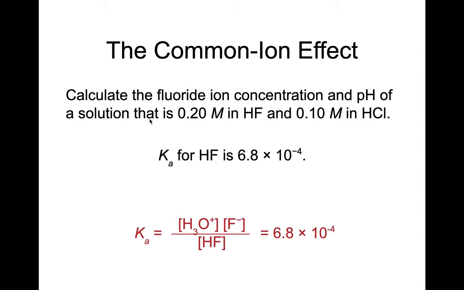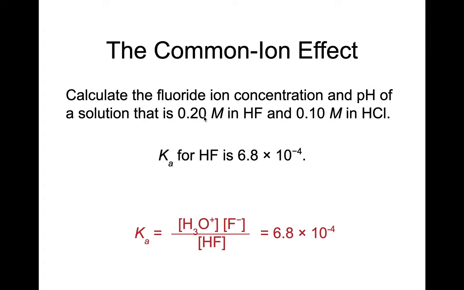Let's see an example. So in this example, we are trying to calculate the fluoride ion concentration and the pH of a solution that has a concentration of 0.2 molar hydrofluoric acid and 0.1 molar hydrochloric acid. Hydrochloric acid is one of our strong acids. We know it will completely dissociate in water, and so we will have 0.1 moles per liter hydrogen ions and 0.1 moles per liter chloride ions.